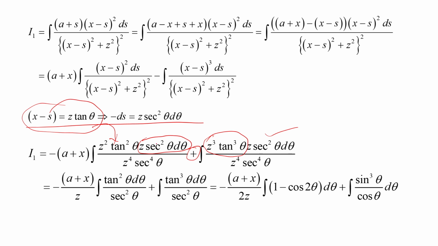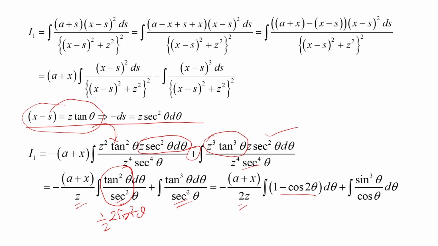Now let us simplify it further. z cube by z to the fourth gives z in the denominator, and here it is tan square theta sec square theta over sec to the fourth theta. So you get only tan square theta by sec square theta here, which is sin square theta by cos square theta times cos square theta, which is actually sin square theta. That is 1 by 2 into 2 sin square theta, and 2 sin square theta is 1 minus cos 2 theta, so we get (1 minus cos 2 theta) d theta over here.